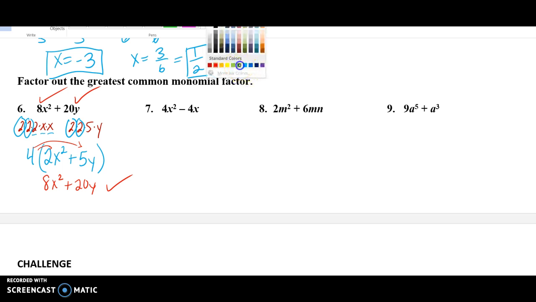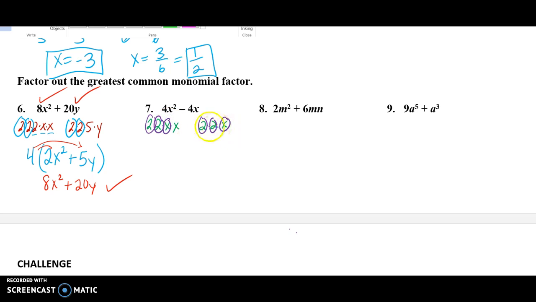Okay, the next one, the prime factorization of 4x squared is 2 times 2 times x times x, and the factorization of 4x is 2 times 2 times x. So our common factors are 2 and 2, and another 2 and another 2 match up, and then an x and an x.